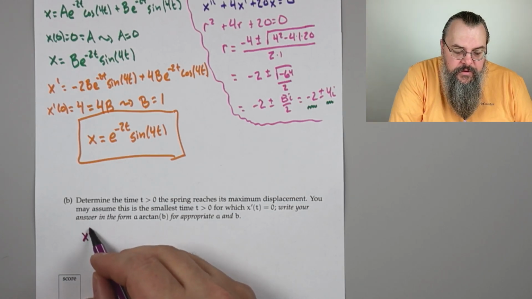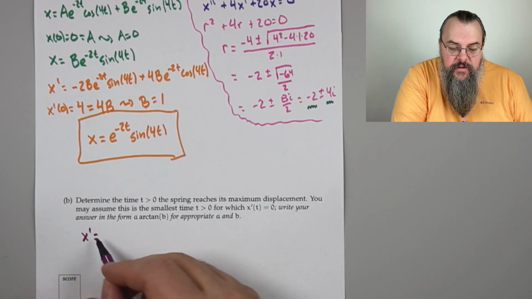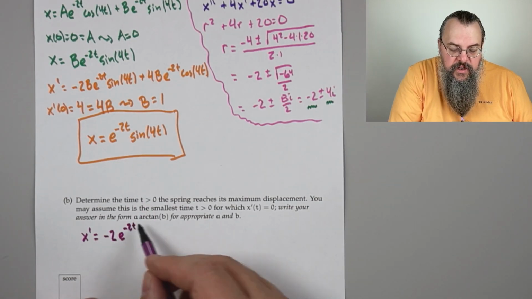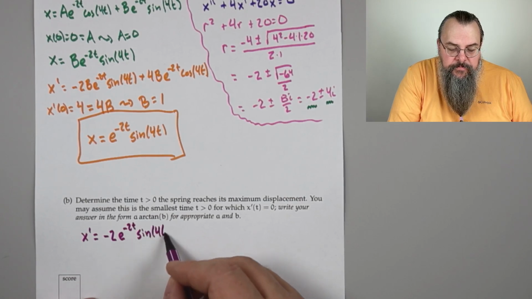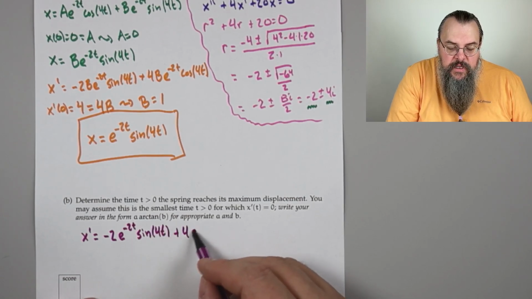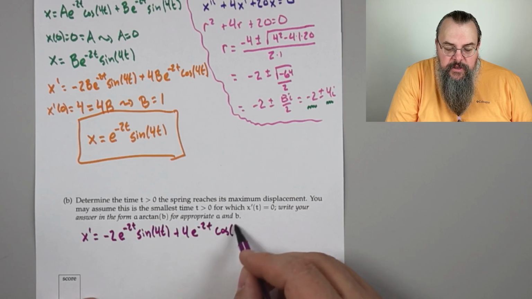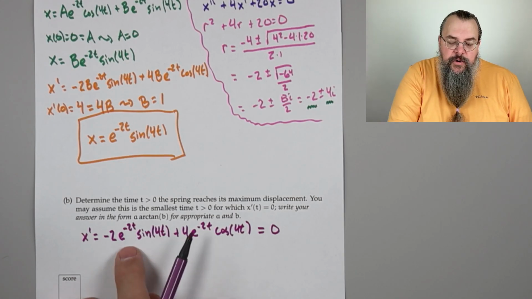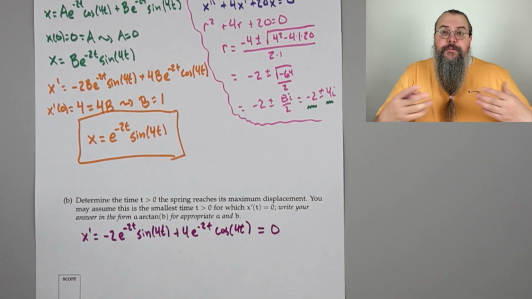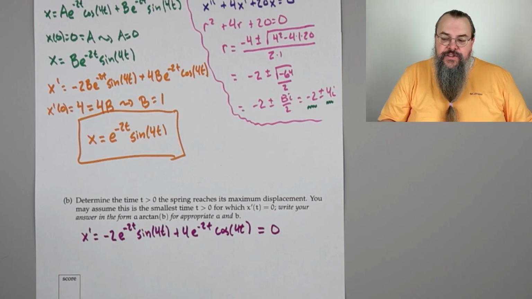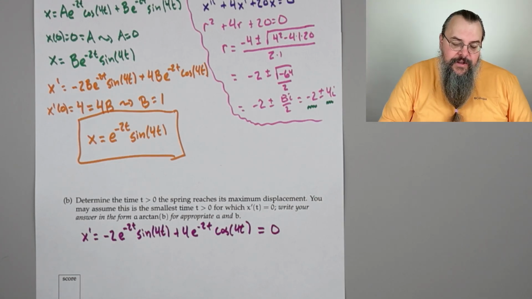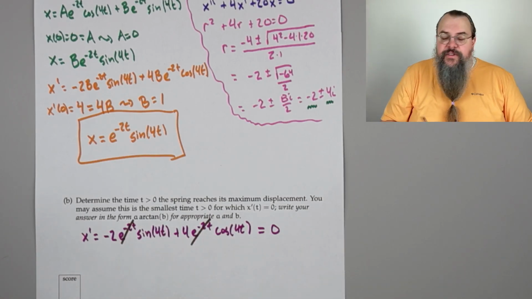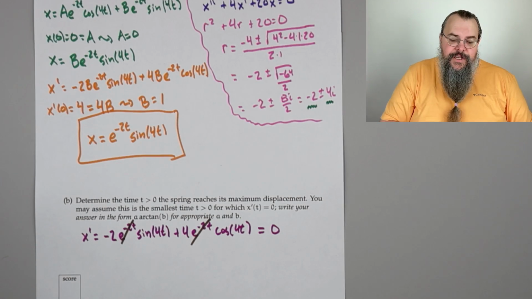So we can say, well, what is x prime? Well, we can take it from up here. It's really the same, because we know b equals 1. So it's minus 2 e to the minus 2t sine of 4t plus 4 e to the minus 2t cosine of 4t. Now we set this equal to 0 because we're trying to optimize. Both terms have an e to the minus 2t, and e to the minus 2t can't be 0. So we can divide it out. I say, oh, great, we can also divide by 2. So we have minus 2 sine 4t plus 4 cosine 4t equals 0.